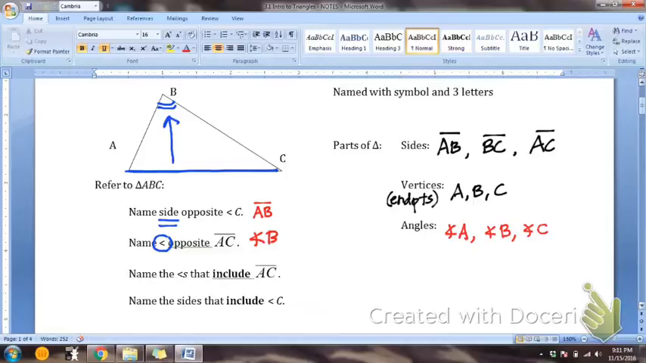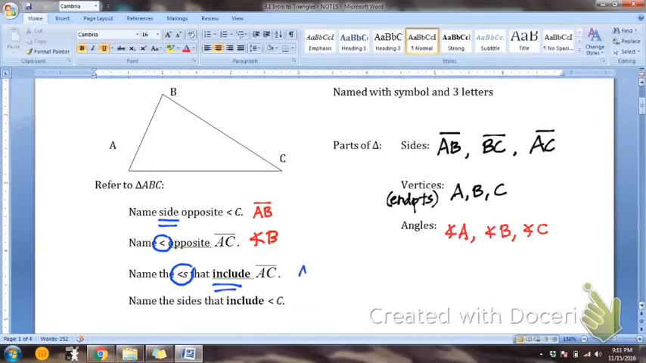Now we have something that says name the angles that include side AC. We haven't talked about this word include yet, but include means between. So the question is really asking which two angles is AC between? So let's look at this. We've already marked AC. So they want me to give two angles that include AC.